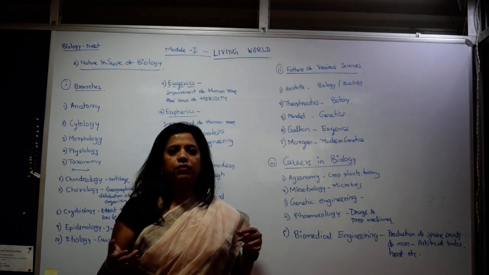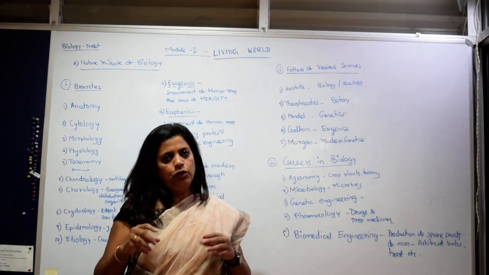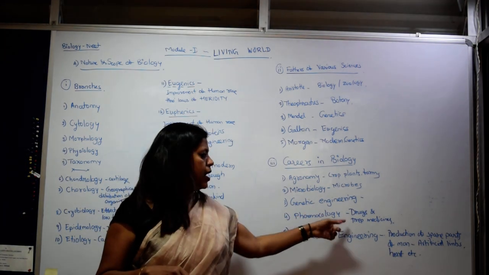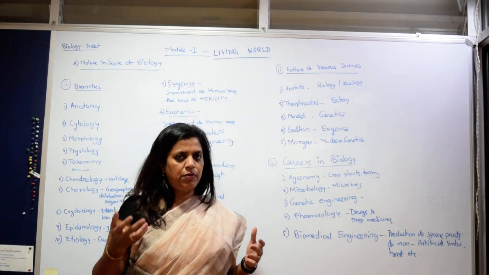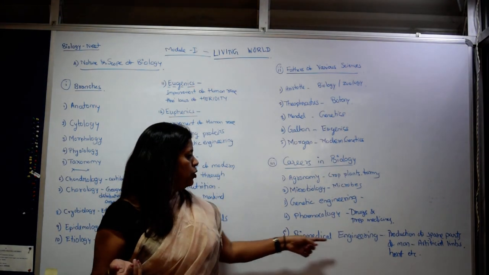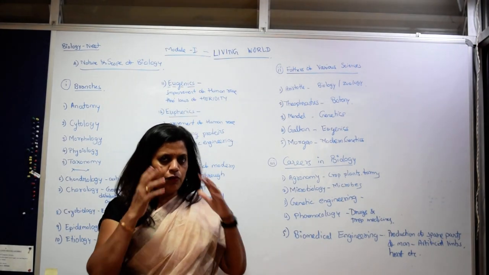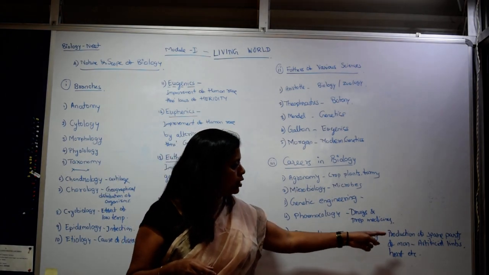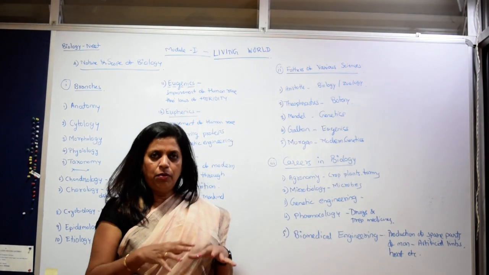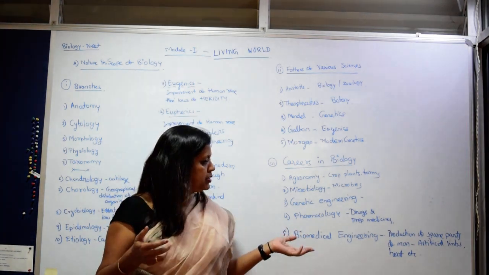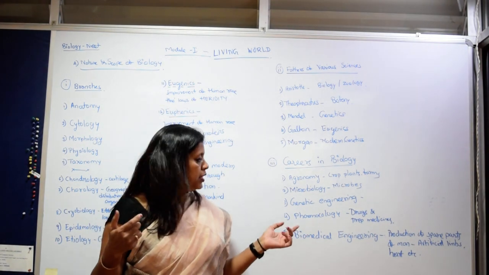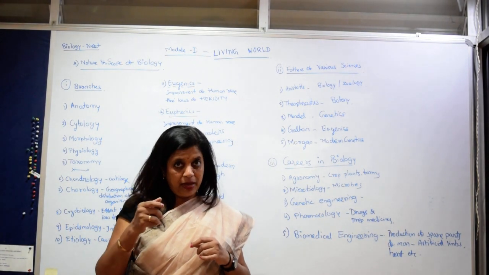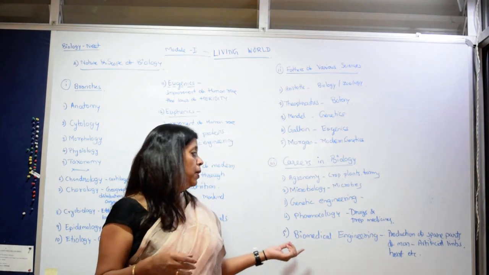Genetic engineering, the study of modification of genes through DNA hybridization. Then pharmacology, the study of drugs and the preparation and extraction of medicines from plant and animal extracts. Then biomedical engineering. Most of them confuse this with genetic engineering. It's not that. Biomedical engineering is the production of spare parts of man, meaning body parts, for example artificial limbs, artificial heart valves, artificial liver or alveoli, or the pacemaker. That's called biomedical engineering.